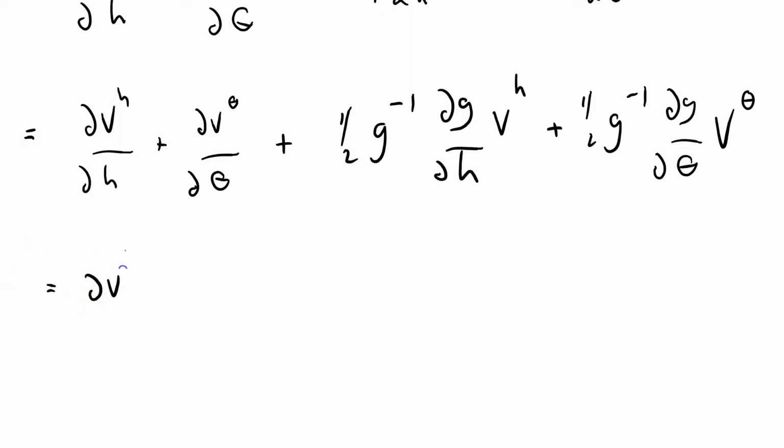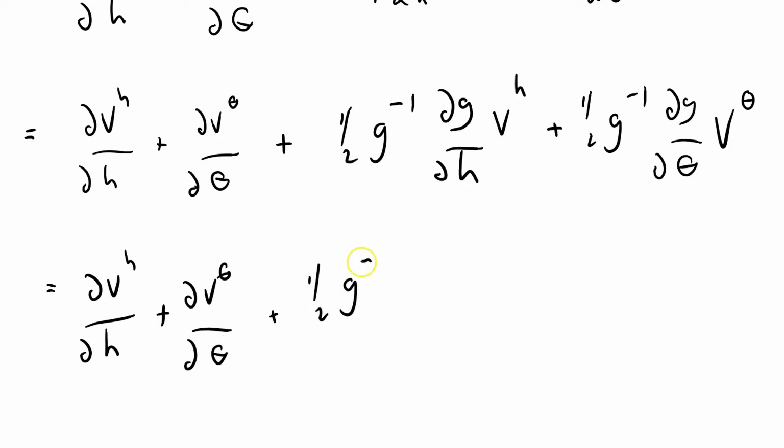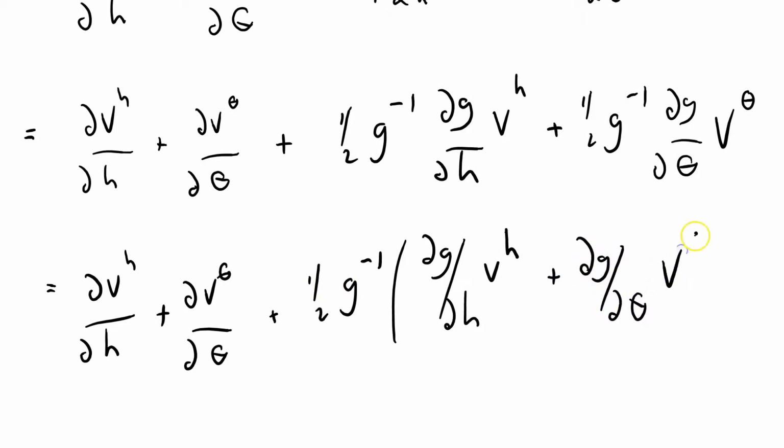Equals. You see how intricate it is, and you've got to get absolutely everything right or it doesn't work. A half g^-1. We know what everything is. ∂g/∂h V^h. I'm just doing it one step at a time because it is so easy to make mistakes. Plus, we've taken out a factor of a half g^-1, ∂g/∂θ V superscript θ.